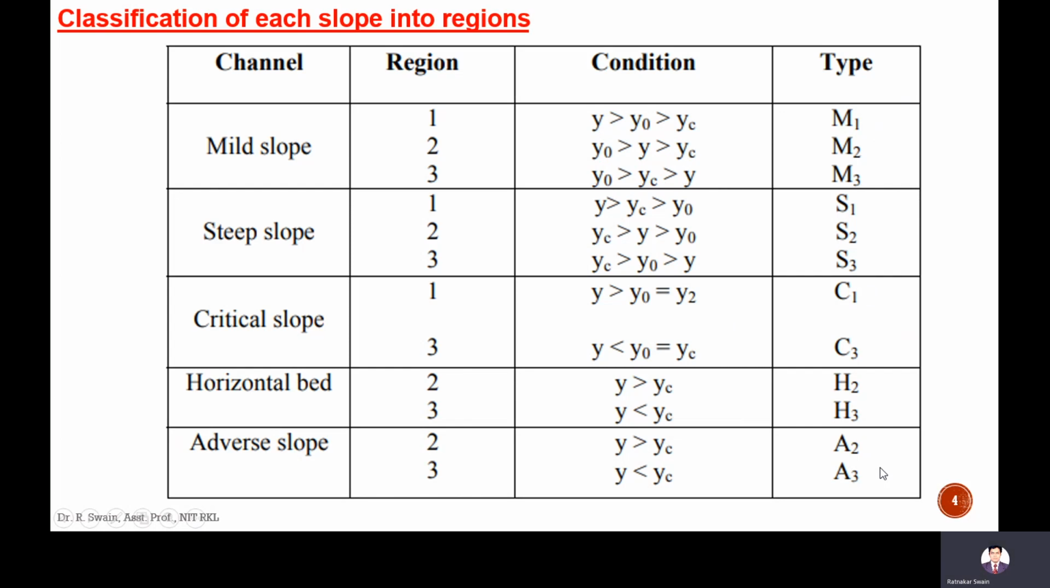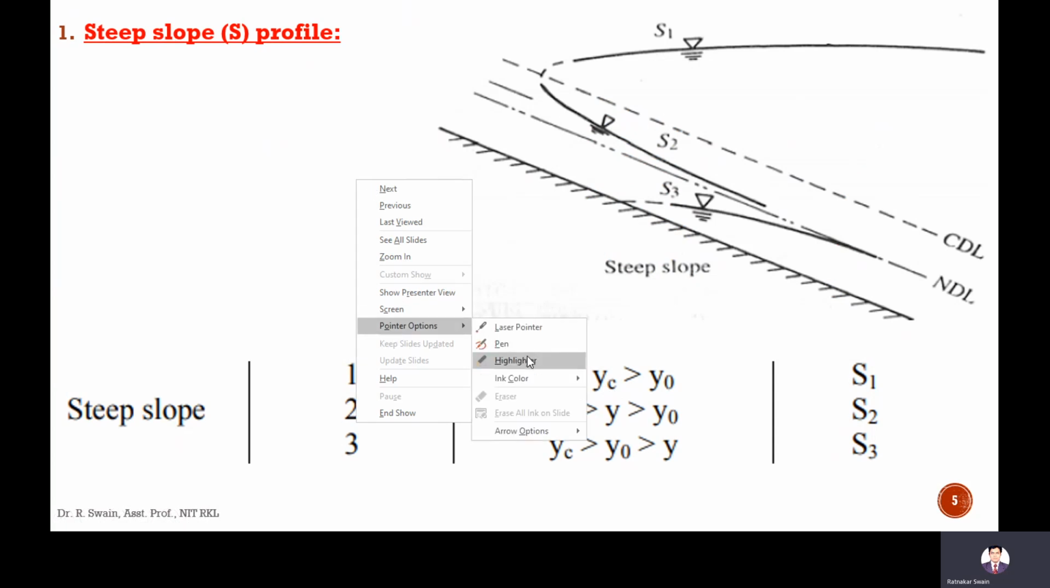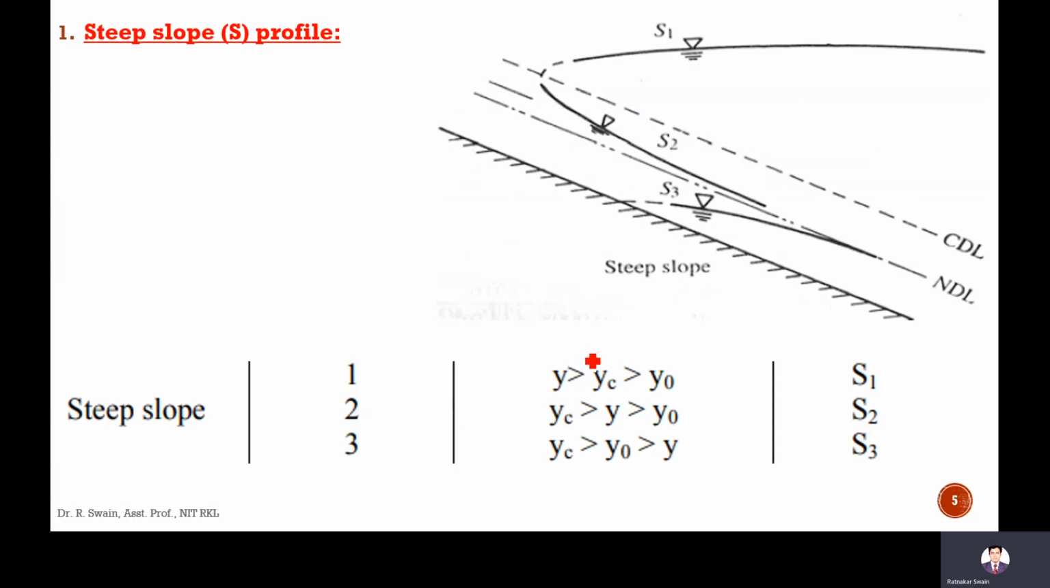So we discussed the mild slope, and today I'll start with the steep slope. A steep slope means the critical depth is more than the normal depth. Here there are 3 options: the flow depth at any particular time can be more than the critical depth, in between the critical depth and the normal depth, or less than the normal depth.